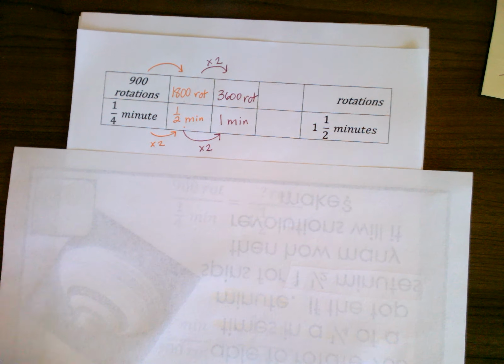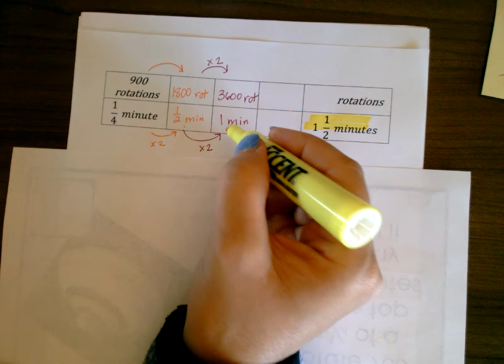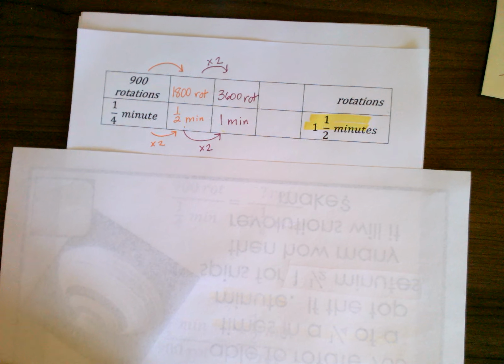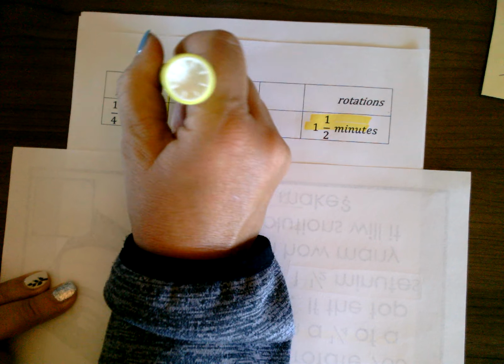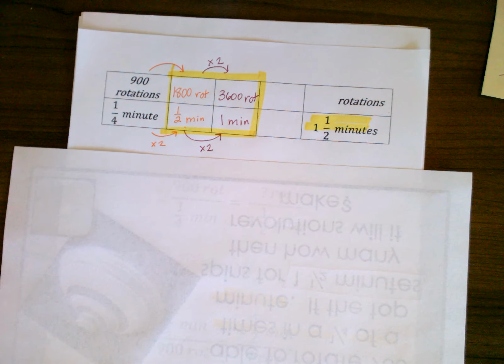What I notice when I look at my table, my end goal is 1.5 minutes of spinning. If we have 1 minute for 3,600, 1/2 a minute, 1,800, then together we would have a total rotation of 5,400. 1/2 a minute here plus a minute there would get me a total of 1.5 minutes. 1,800 here, 3,600 during that minute, a total of 5,400 rotations.